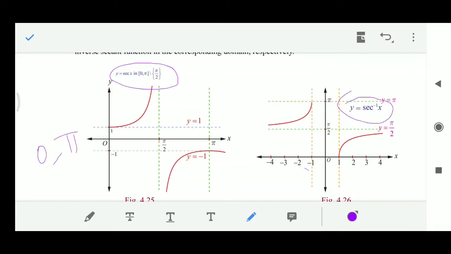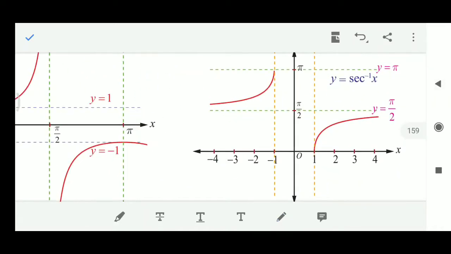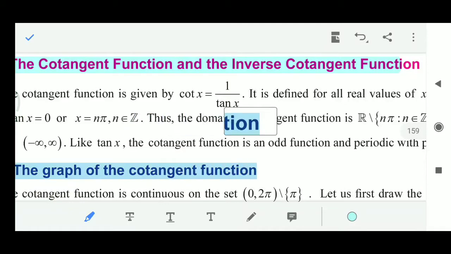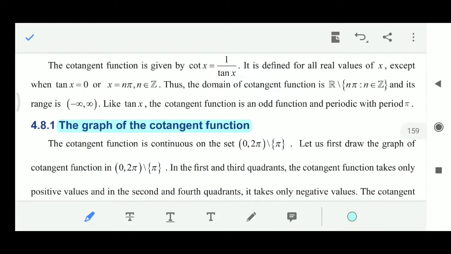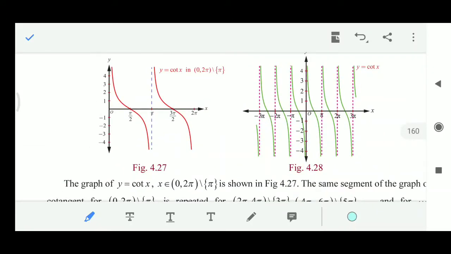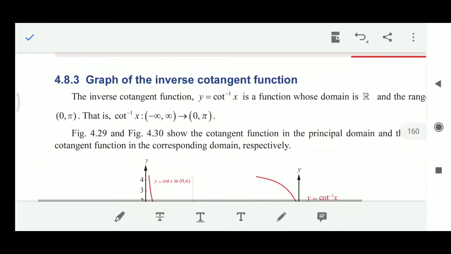Next we will go for the graph of cotangent and inverse cotangent functions. For the graph of cotangent function, you can draw the reciprocal of tan x. The reciprocal of tan x gives cotangent, that is cot, from minus infinity to plus infinity. For cot 0 you will get infinity, for cot pi you will get minus infinity. So the graph curves like this. For pi by 2 it is 0. If it extends like this, you will get the second graph for all the values of x.